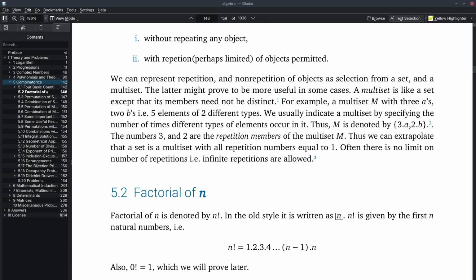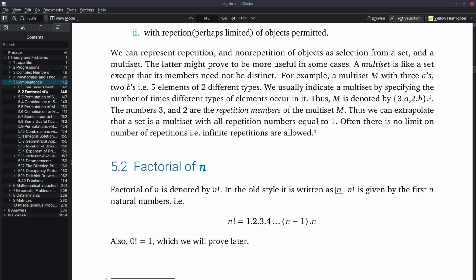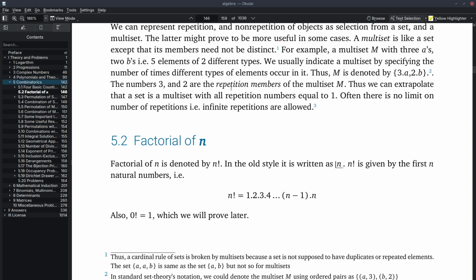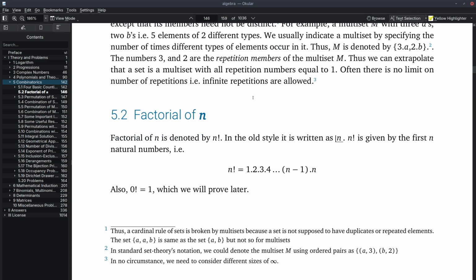A multiset is like a set except that its members need not be distinct. For example, a multiset M with 3 A's and 2 B's has 5 elements of 2 different types. We usually indicate a multiset by specifying the number of times different types of elements occur in it. So M is denoted by 3·a, 2·b. The numbers 3 and 2 are the repetition numbers of multiset M. Thus, a set is a multiset with all repetition numbers equal to 1. Often there is no limit on the number of repetitions, that is, infinite repetitions are allowed.